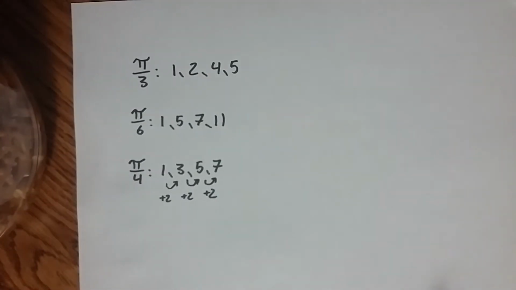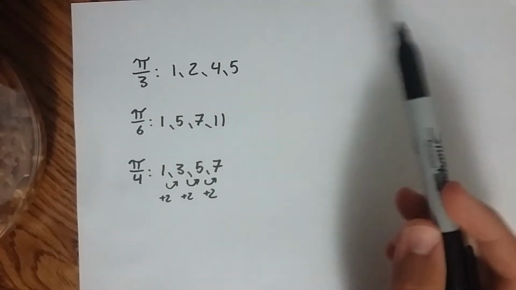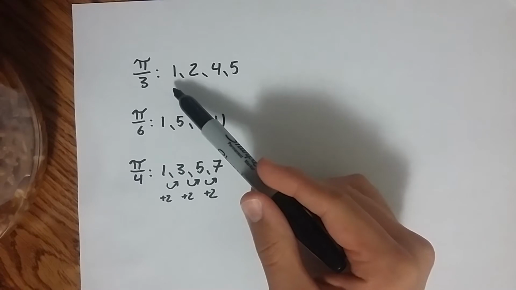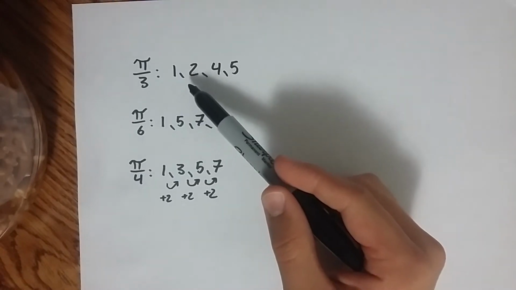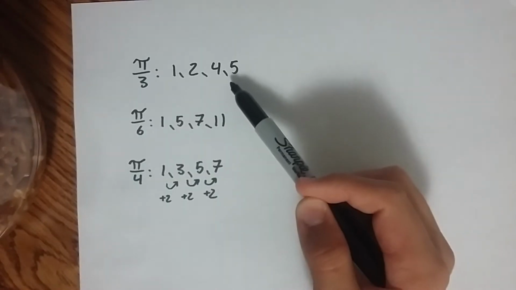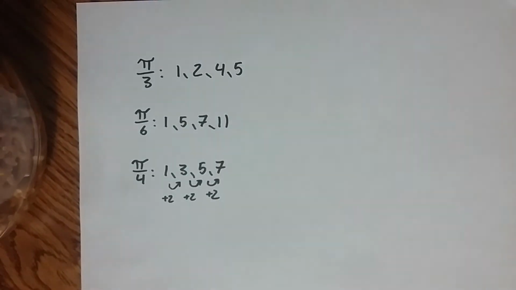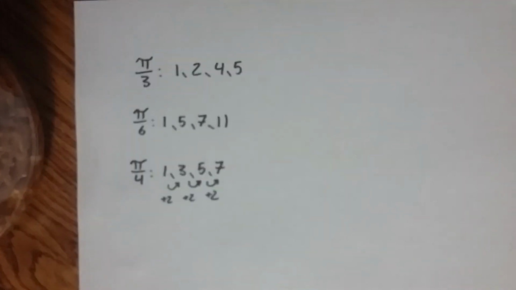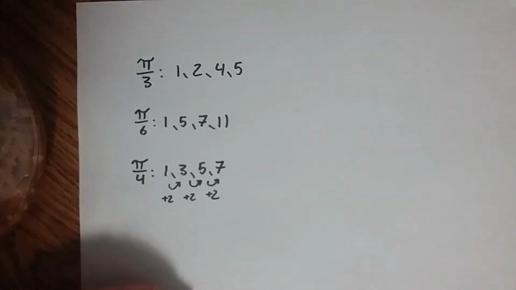So you might be saying, what do these numbers stand for? Each number represents a quadrant. So 1 would be quadrant 1, 2 would be quadrant 2, 4 would be quadrant 3, and 5 would be quadrant 4. And why would you want to know the quadrants? That helps you know if your answer is negative or positive, and we'll get into that later. And then you also have to memorize two triangles.